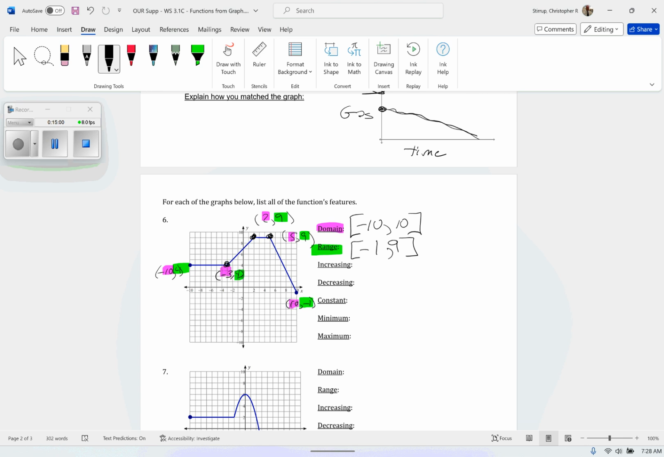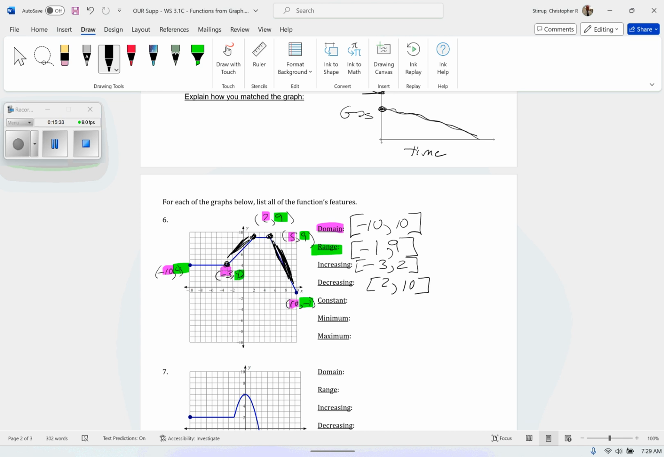Now we're going to talk about where it's increasing. So it's increasing where it's going up. We talk about it in the x direction. So this is where it's increasing right here. It's going to be increasing from -3 to 2. And we could probably put square brackets there because those are dots. Where is it decreasing? Well, it's decreasing here. That's where it's going down. So you use the x to talk about it. So you talk about from 2 to 10.